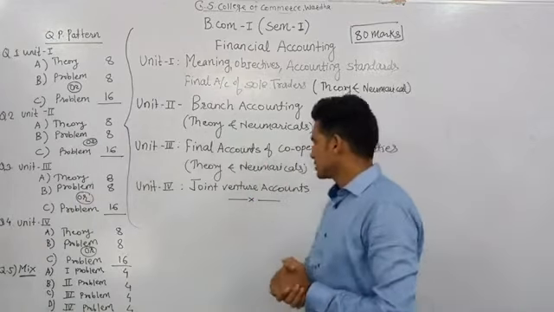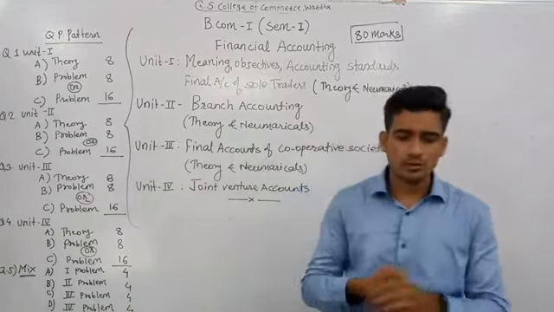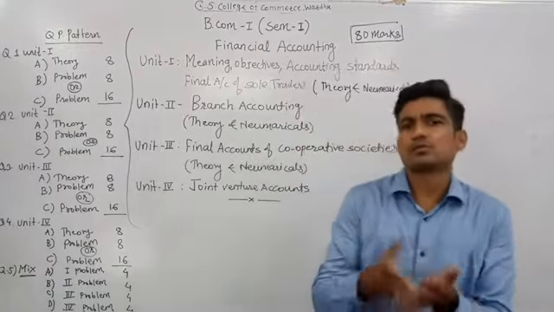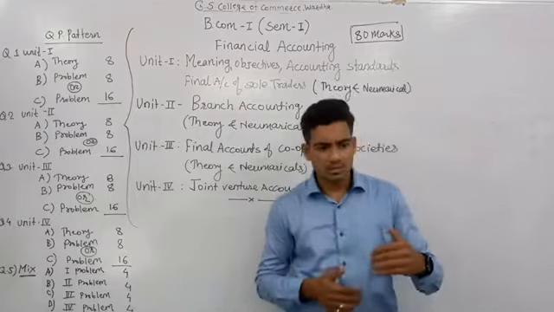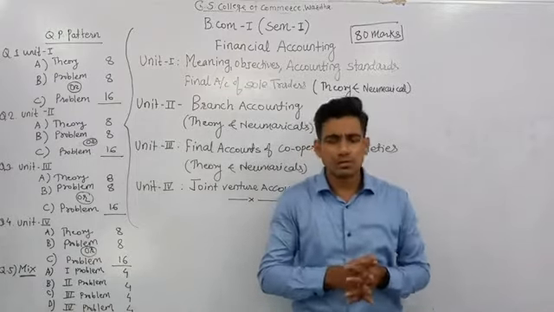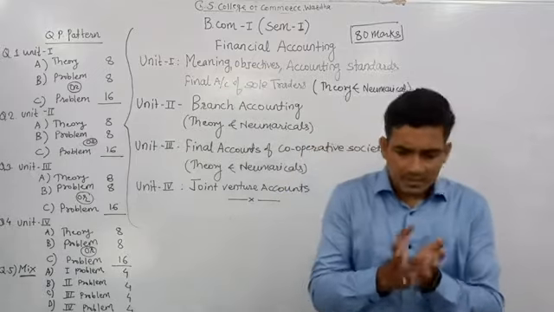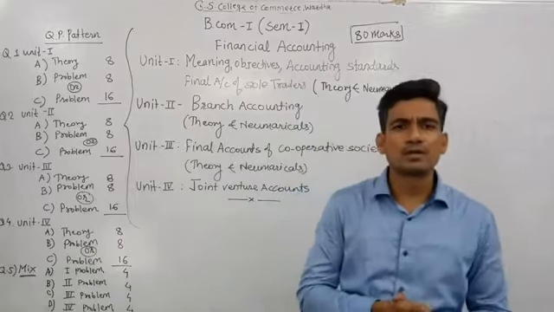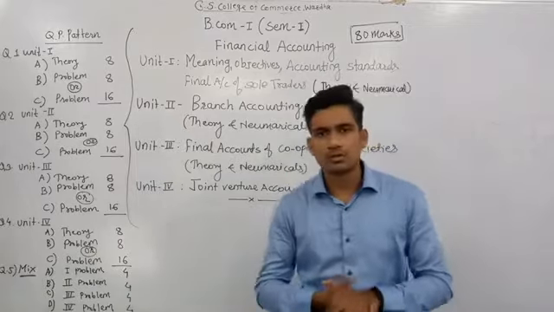Moving to the last unit, joint venture accounts. Let us see what a venture is. A venture can be anything. If you want to start any type of work or project, a startup, that can be called a venture. So the venture is being started. When more than one person is involved in that venture, that can be called joint venture accounts.